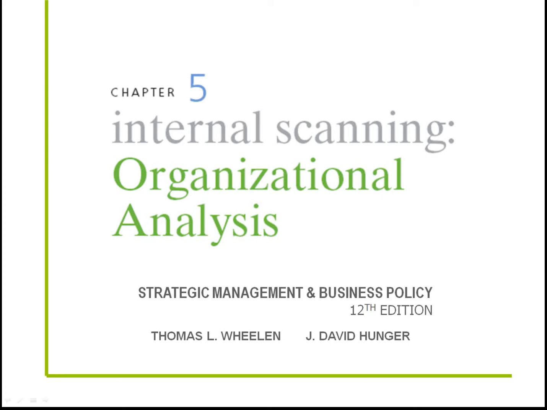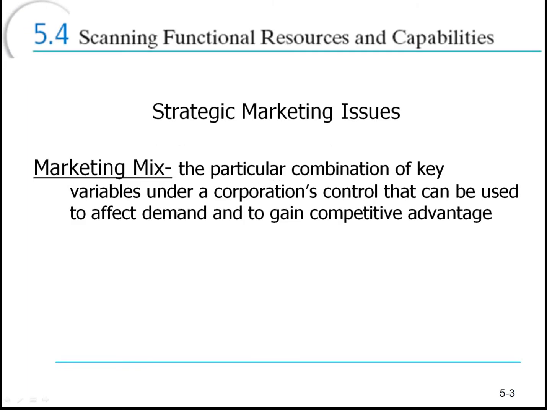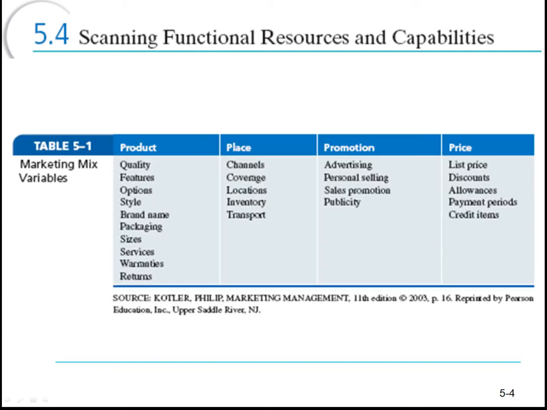In this lecture we're going to be talking about the product life cycle and product marketing mix. So let's get started. The product marketing mix is something that you should have heard of by now. In your introductory marketing class you should have talked about what's called the 4 P's: the product, price, place, and promotion. The 4 P's represent 4 components or variables of a product offering that a company would provide to its customers.